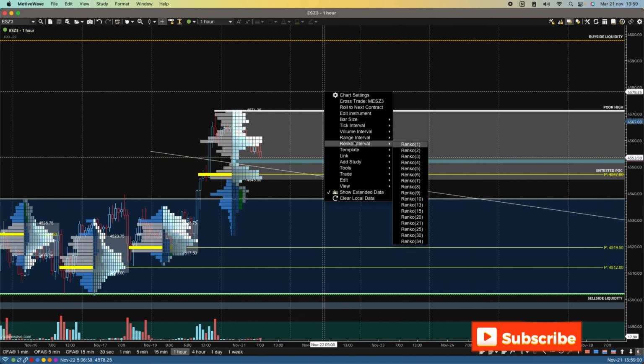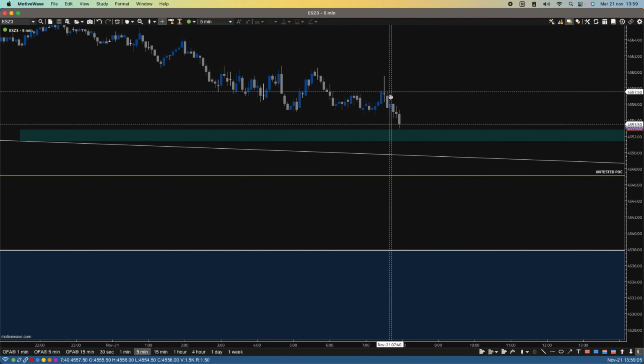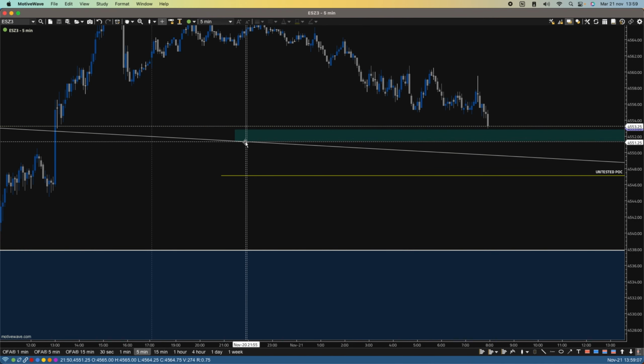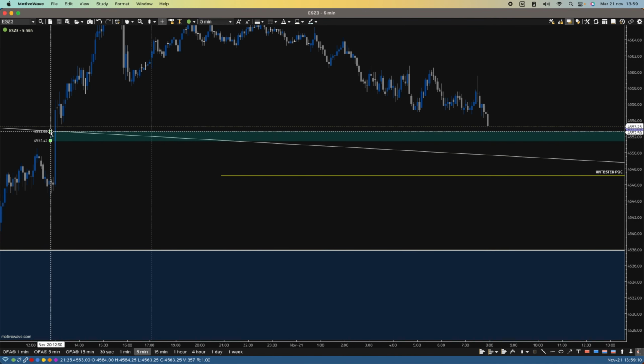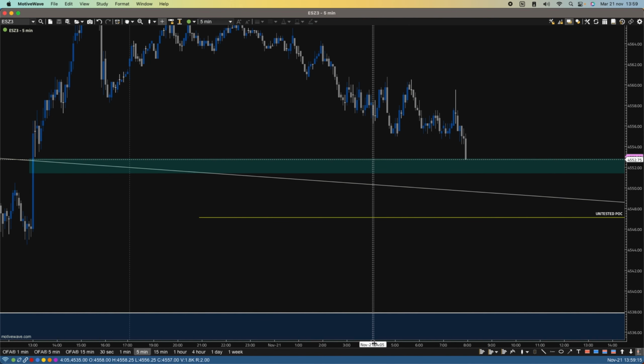Okay, so now in this moment price is reacting, it is reaching the single print through the gap, so price could react right now. Okay, let's have a look here.